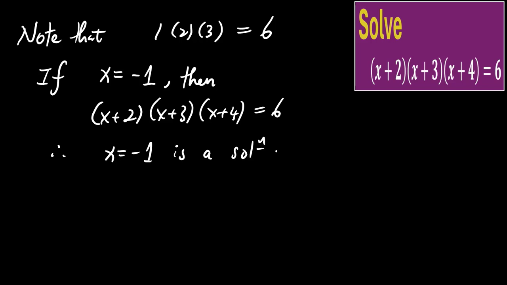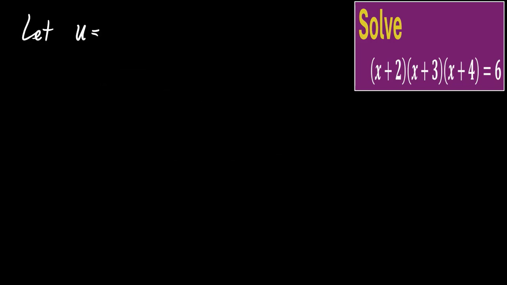Then clearly this is a cubic equation. How to get the other two answers? We may let u be x + 3. So x + 2 equals u - 1, and x + 4 equals u + 1.